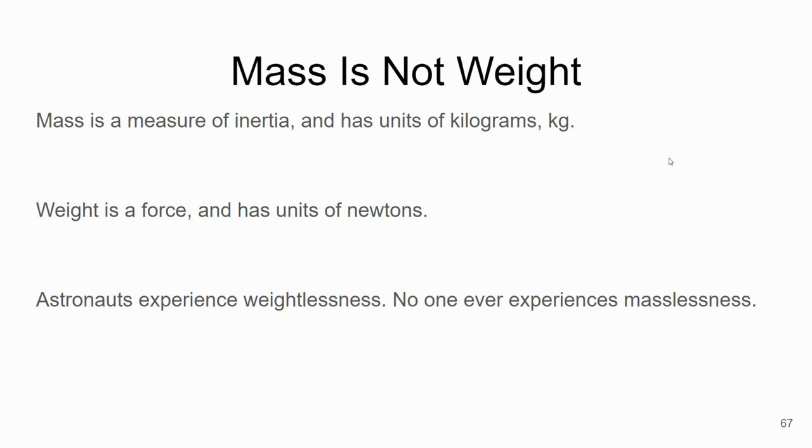So astronauts can experience weightlessness if they're up in orbit, but no one ever experiences masslessness. So, yeah, if you're in the International Space Station, you can lose all of your weight, but you cannot lose all of your mass, because if you lost all of your mass, you wouldn't be there.